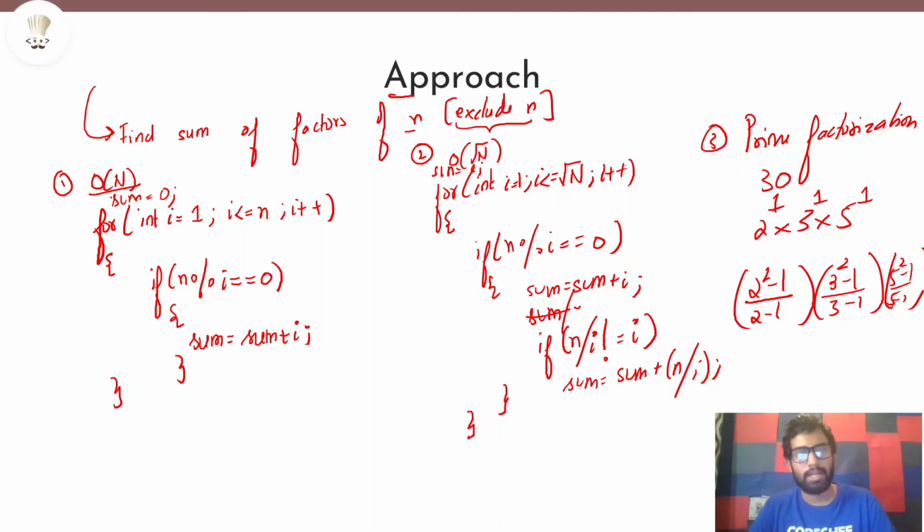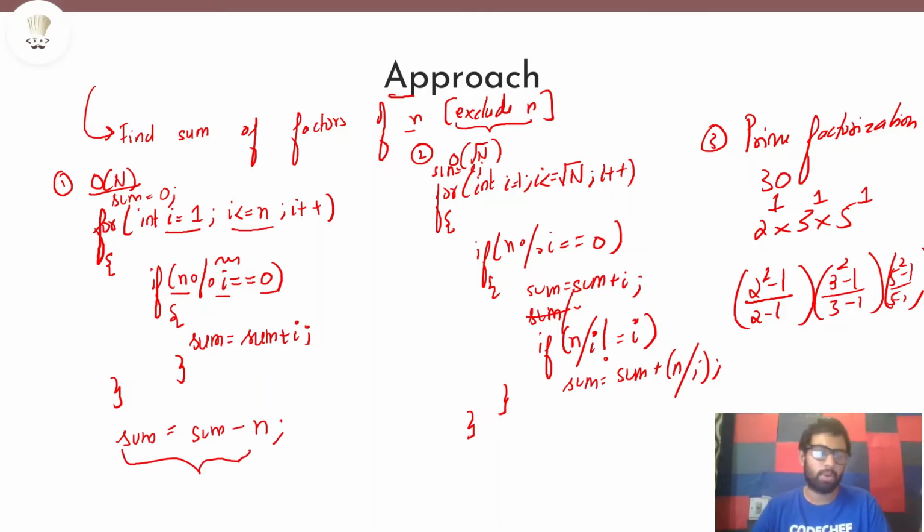The first brute force technique is very simple. We just run a loop from i is 1 till i is n and we check at each iteration if n mod i equal to 0. Meaning that if n mod i equal to 0, i is a factor because when you divide n with i, the remainder was 0. Since i is a factor, you do sum equal to sum plus i. At the end, if you want to exclude n from the sum, a simple way is after you find out the sum including n, you just do sum equal to sum minus n. This is one simple way of excluding n from your sum. This is O(n).